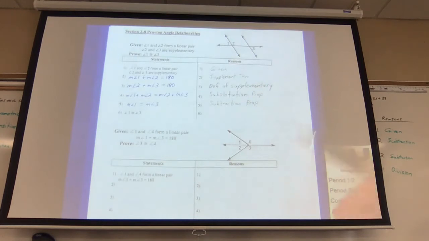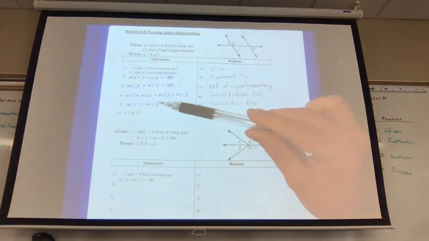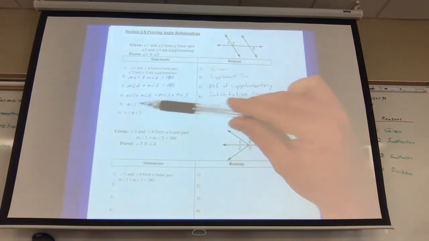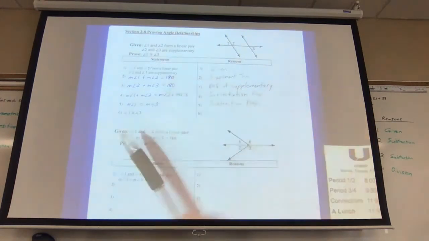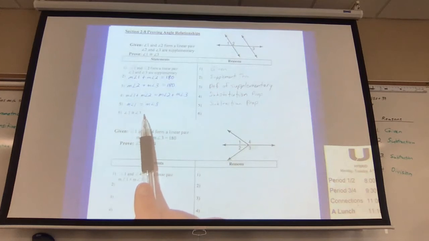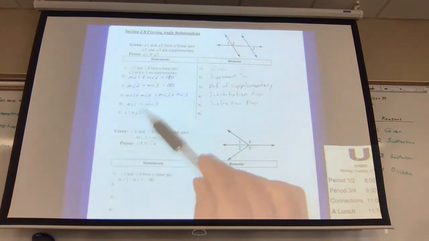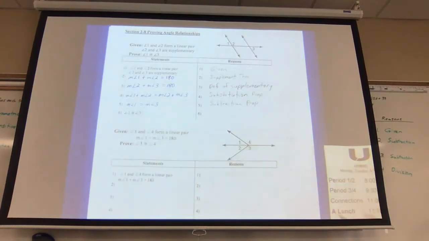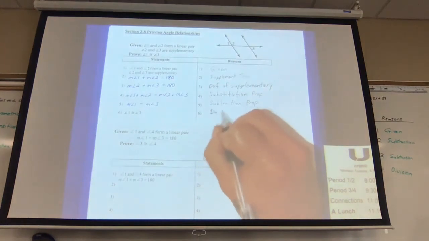And then again, like the vertical angles theorem, step 5 to step 6, we go from angle 1 equaling angle 3 to angle 1 being congruent to angle 3. Anybody remember what allows us to switch between equals and congruent? Or it could be vice versa. You could go from congruent to equal. That one's the definition of congruence.